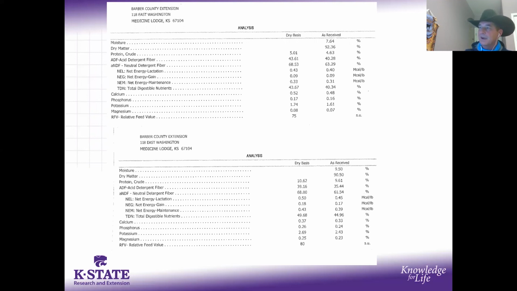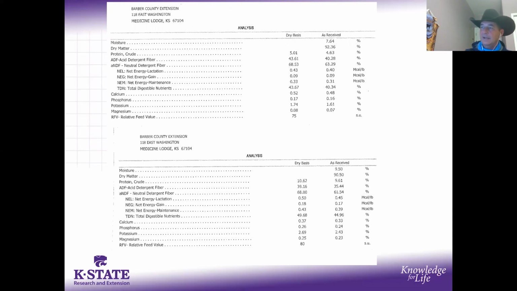Keep in mind, this is not alfalfa, so we're really not concerned about the relative feed value. When we're looking at these two, they're fairly comparable. And I'd go as far as saying they're both good hays. They're not great, but they're good.